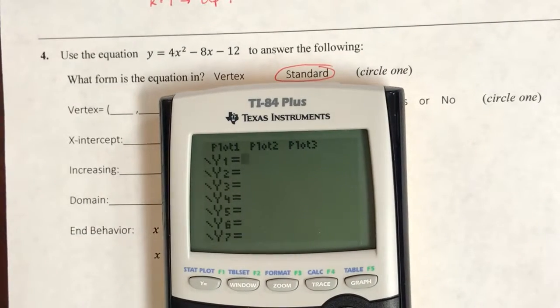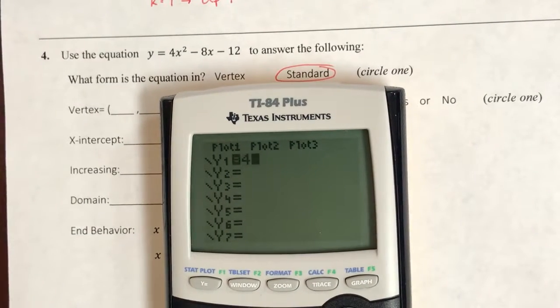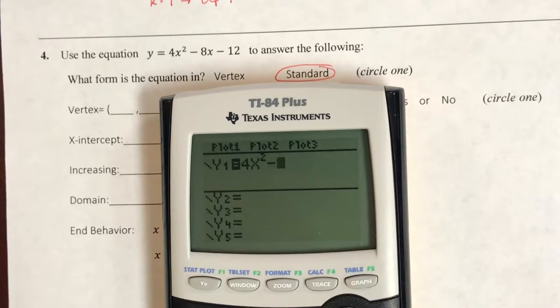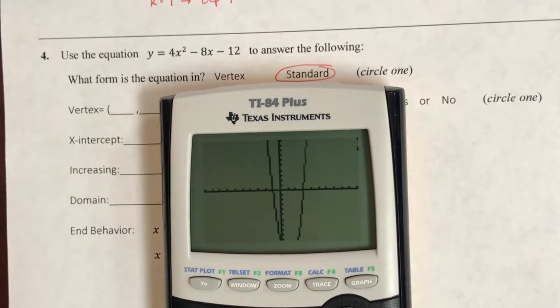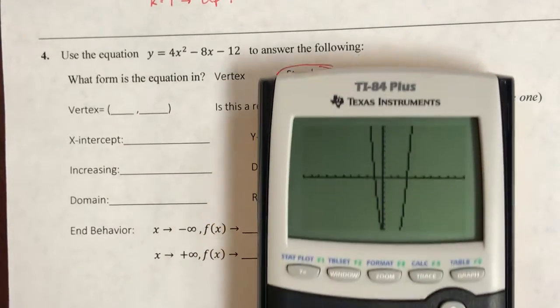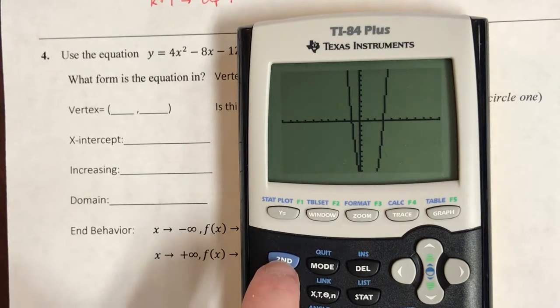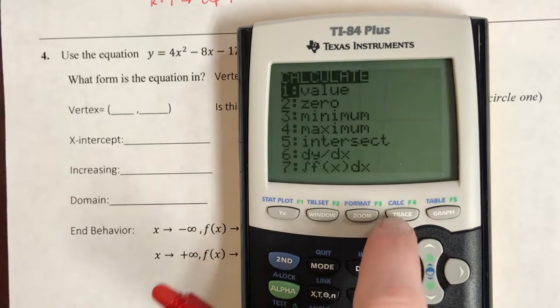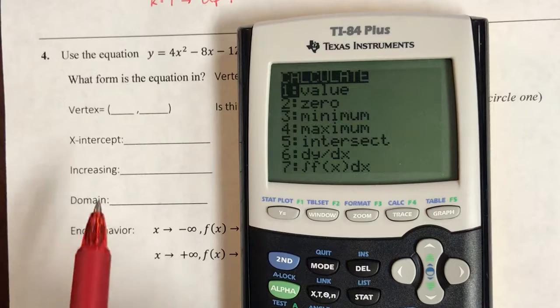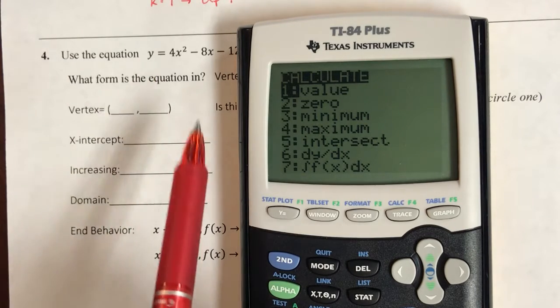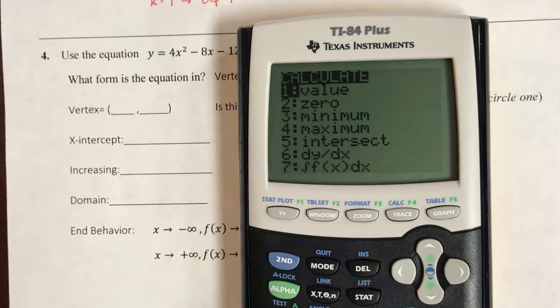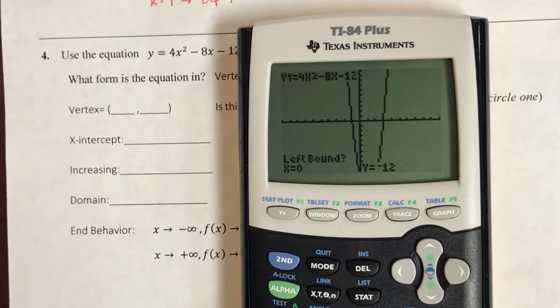So I'm going to start by plugging this into y equals and hitting the graph button. So the first thing that it asks for is the vertex. So to calculate the vertex, I go to second, trace. And since this graph is a parabola that opens up, I'm going to have a minimum. So I'm going to scroll to the third option and hit enter.